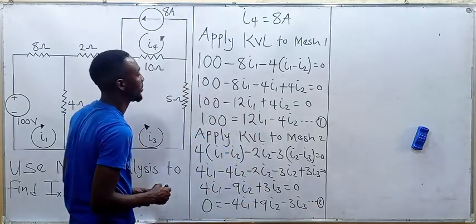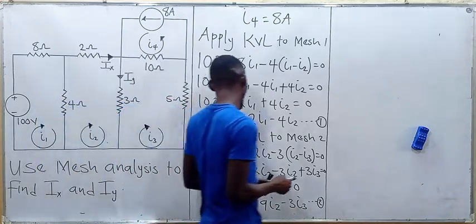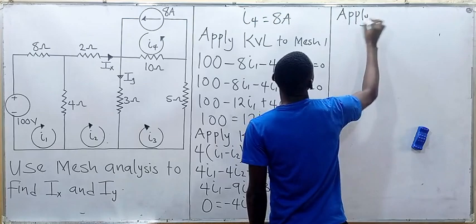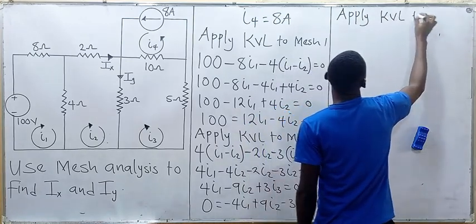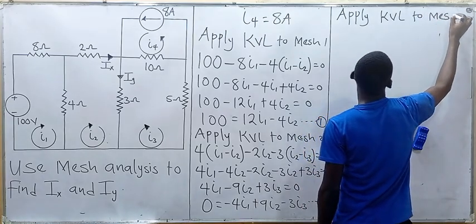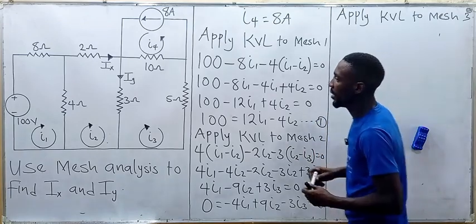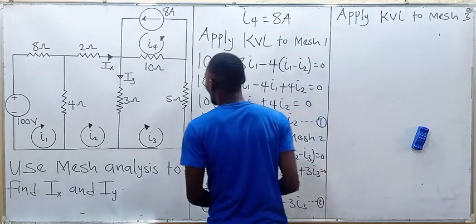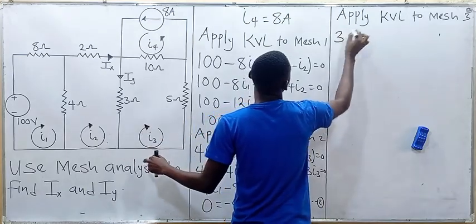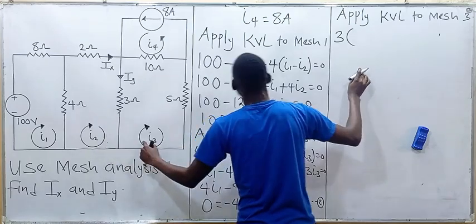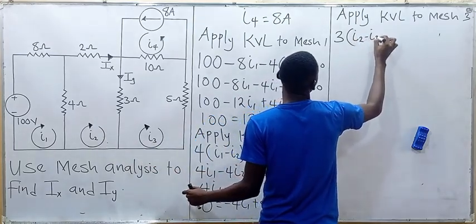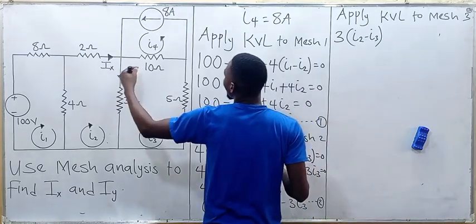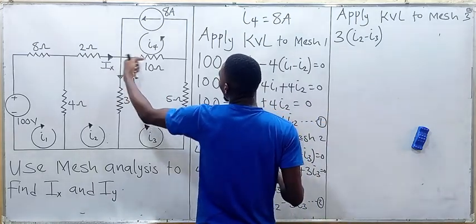All right. Now we are going to apply KVL to mesh 3. Again, the current is coming downward and we are moving against it. I'm going to consider a positive voltage here, that is a voltage gain, that is 3 into, then it is between I2 and I3, I2 minus I3. Mind you, you have to be careful here. Don't forget, here we are having our current moving in this direction.